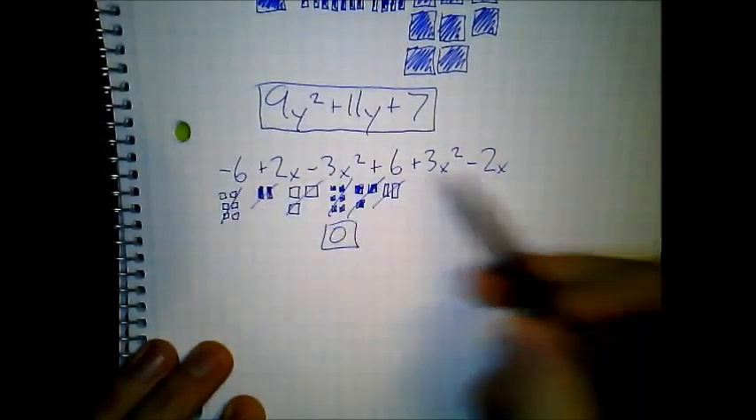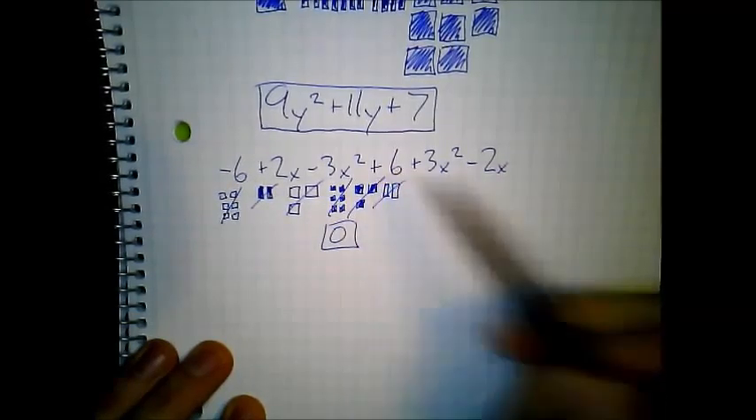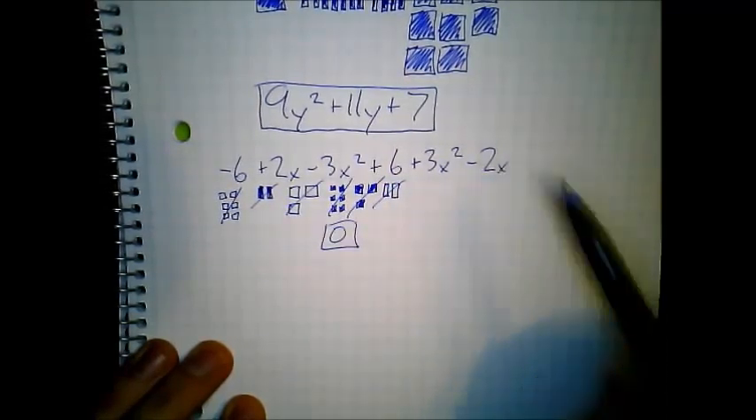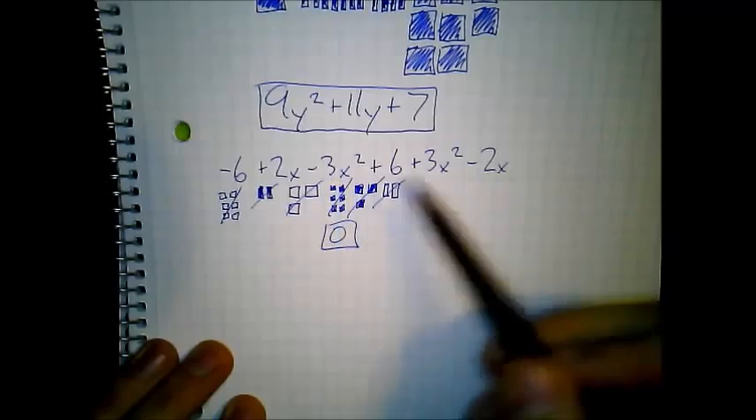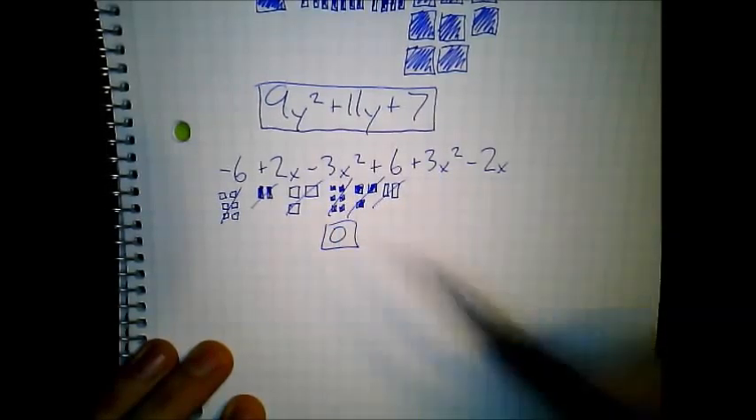So to simplify this expression, we see negative 6 and positive 6 cancel out. 2x and negative 2x cancel out. Negative 3x squared, positive 3x squared cancels out, and we're left with nothing.